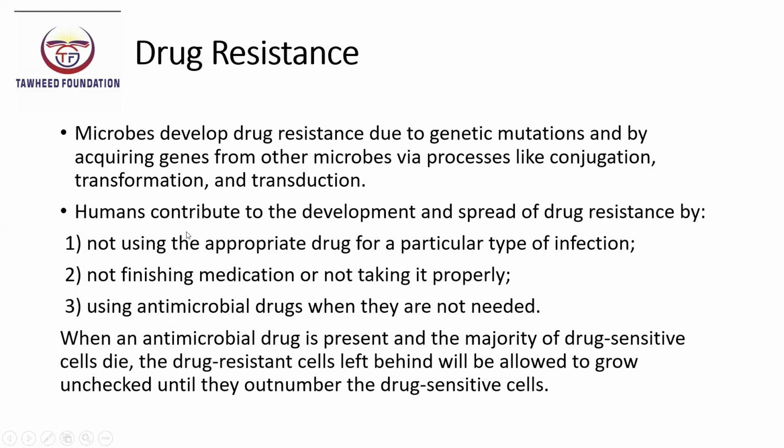Humans contribute to the development and spread of drug resistance in these three ways: not using the appropriate drug for a particular type of infection, not finishing medication or not taking it properly, and using antimicrobial drugs when they are not needed. So these three things are important. When an antimicrobial drug is present and the majority of drug sensitive cells die, the drug resistant cells left behind will be allowed to grow unchecked until they outnumber the drug sensitive cells.